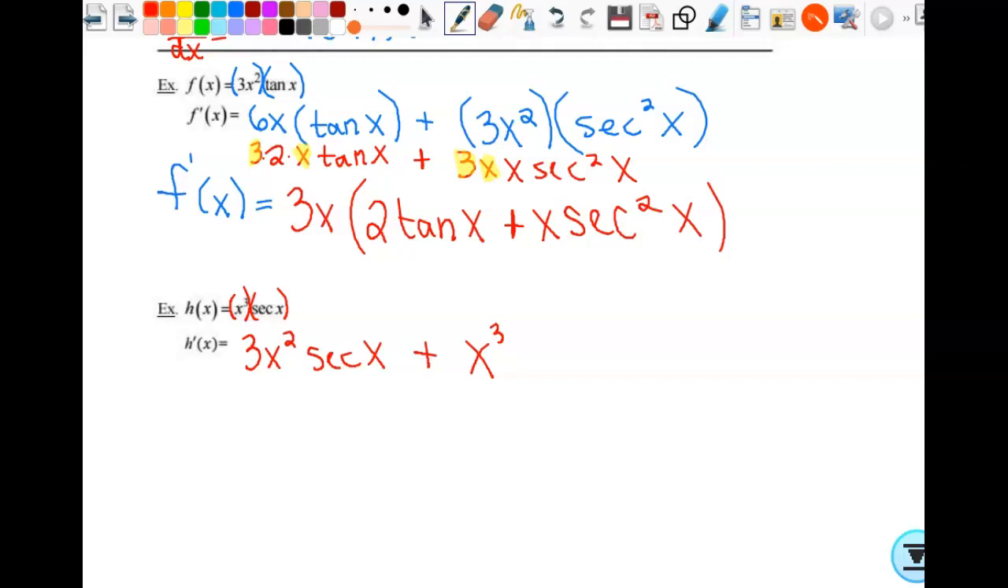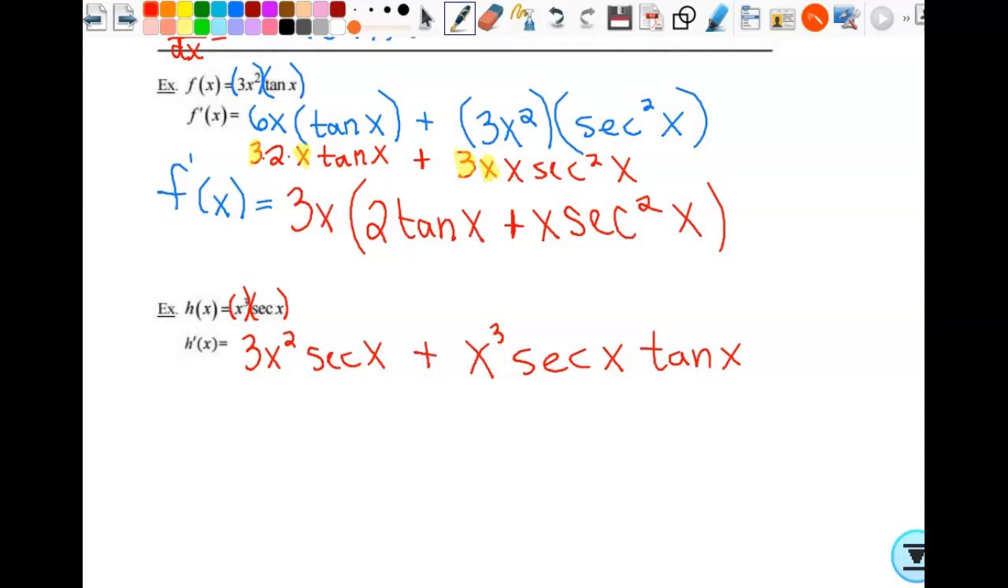What is the derivative of secant? Good. Secant x times tangent x. Both trig operators have to have that same argument, x. All right, so that is our free response answer.